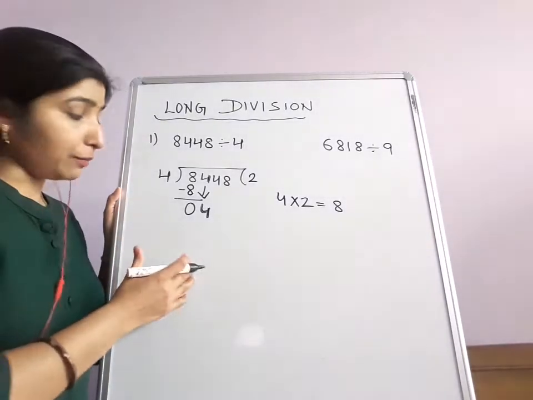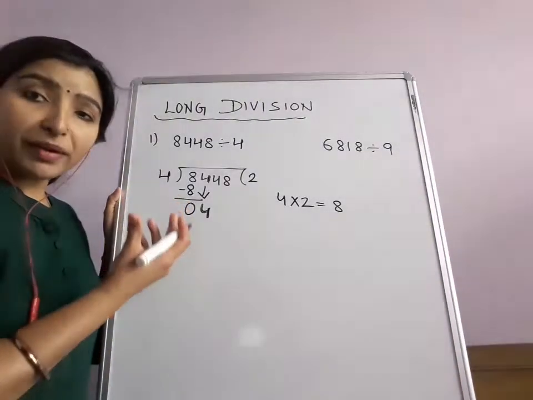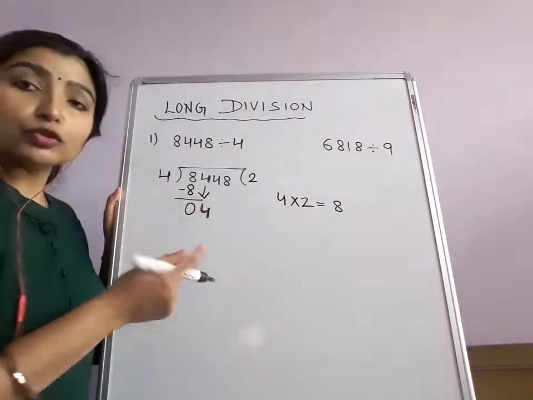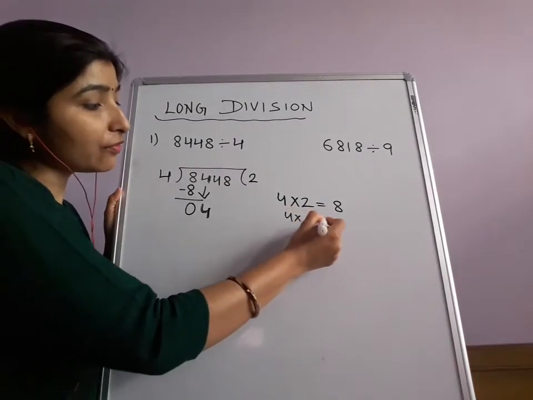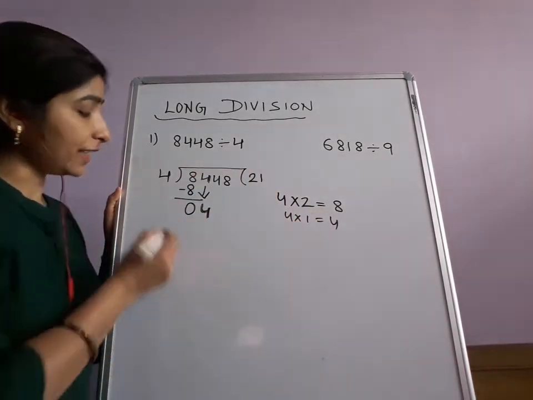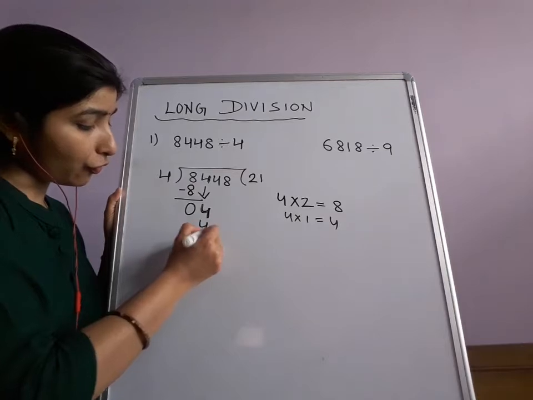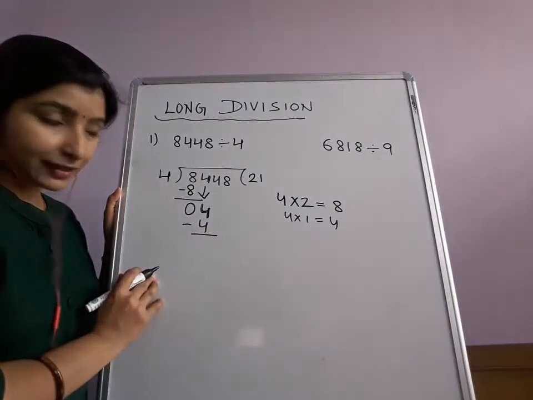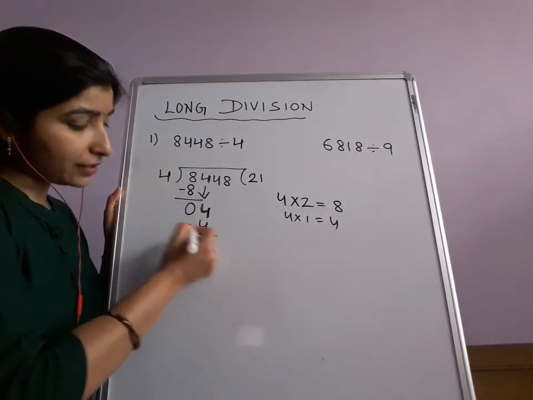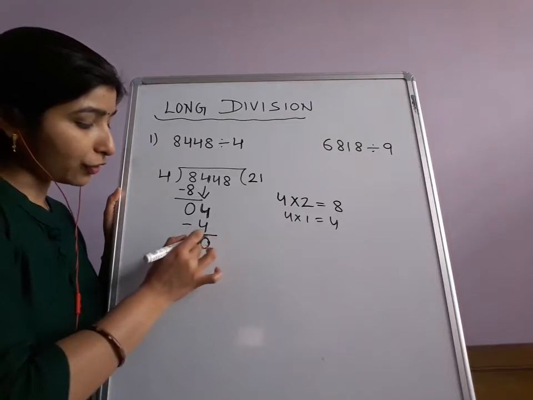Now you will tell me, how many 4s will make 4? So 4 ones are 4, so only one time. Now you will subtract again. So 4 minus 4 is 0.